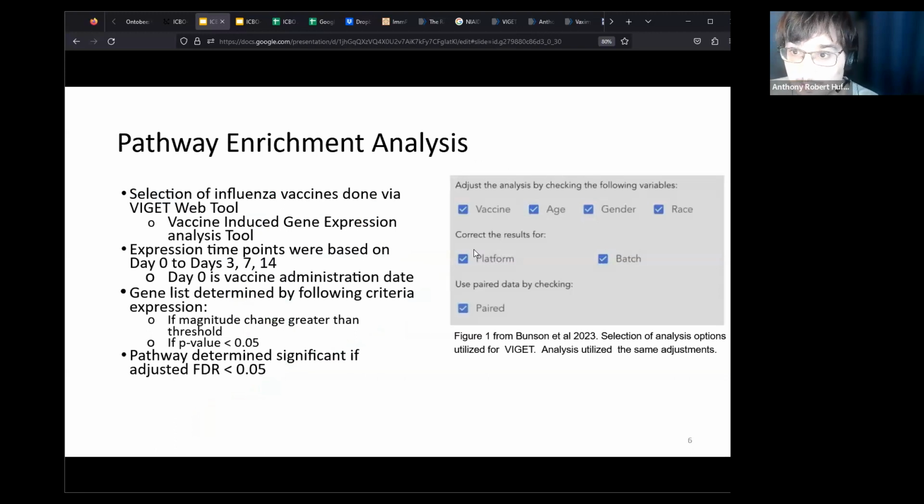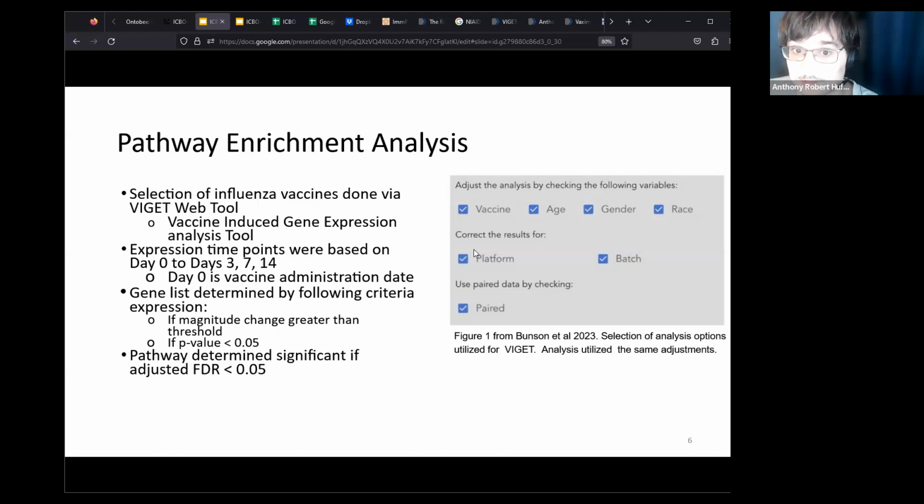So for the pathway enrichment analysis, all this was done with the VIGET web tool, which was developed for this purpose. VIGET stands for the Vaccine-Induced Gene Expression Analysis Tool. And we wanted to analyze 3 distinct time points for all of our results. We have day 0, which is when a patient was given the first jab of the vaccine. And then we compare their gene expression to every day 0 listing at later points at day 3, day 7, and day 14.